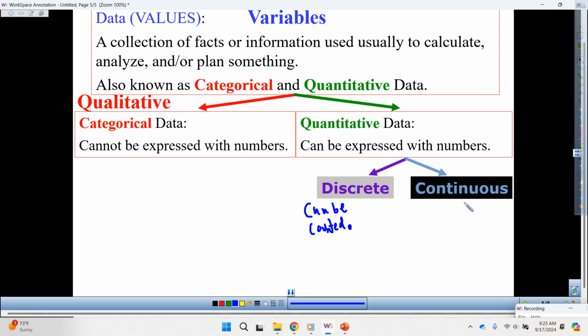However, continuous, what does that mean? Obviously, it cannot be counted because it continues going. Does that make sense? Kind of like if I was to play a basketball game against Jacob, my scoring will be continuous. Whereas Jacob will be what? Discrete, because it would stop at a certain point.